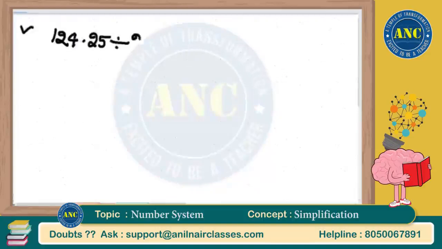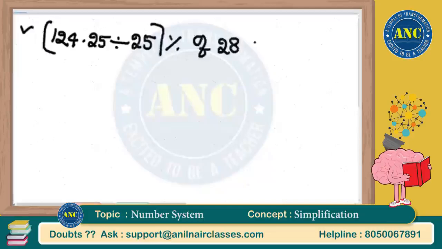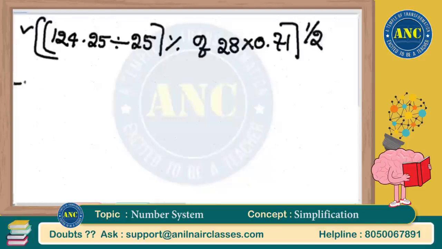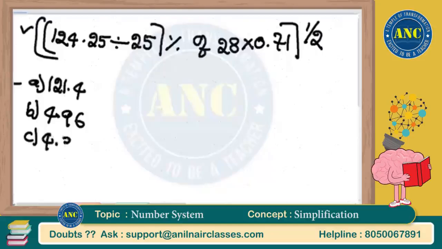124.25 divided by 25, percentage of, same question he has asked, maybe people are listening to multiple classes, 0.71 power 1 by 2. Options are 121.4, 4.96, 4.97, 0.994, 0.794.